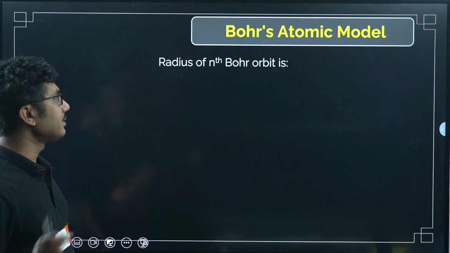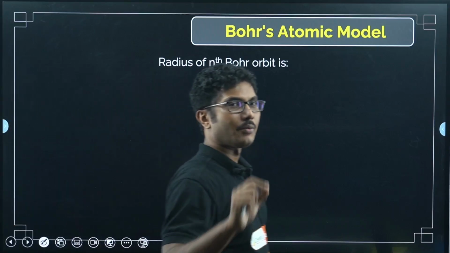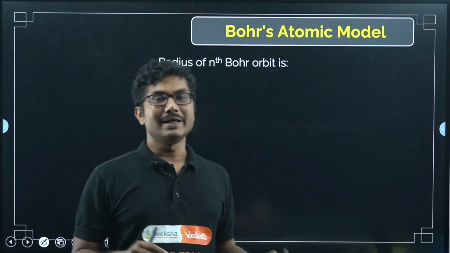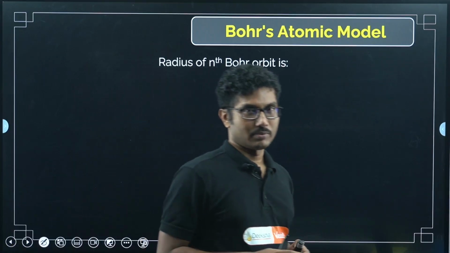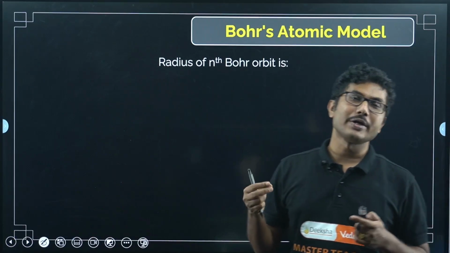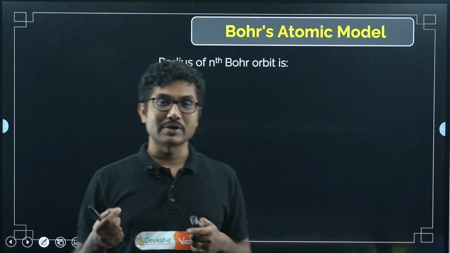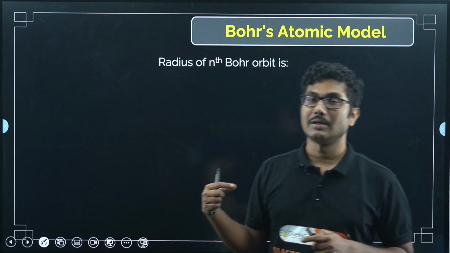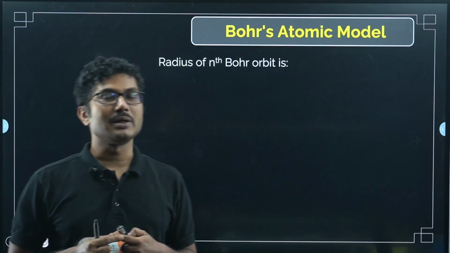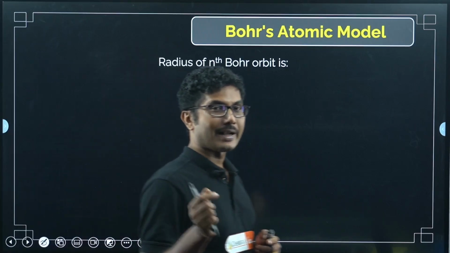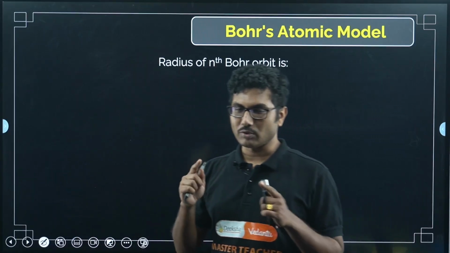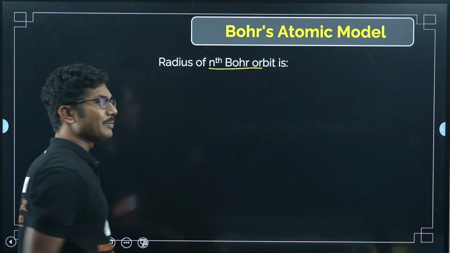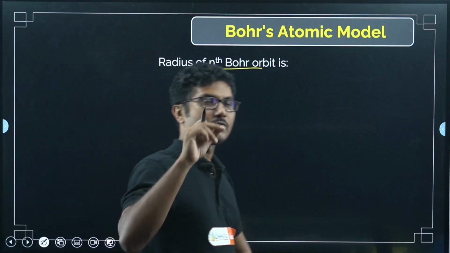Radius of the nth Bohr orbit. Now you should remember one small point. The Bohr atomic model is very applicable to the hydrogen atom. The atomic spectra that we saw in our previous lecture, Balmer series, Lyman series, Paschen series, are very applicable to the hydrogen atom. For any other atom, this is not super applicable. That is one of the drawbacks. So when we say nth Bohr orbit, that means the nth orbit of the hydrogen atom.